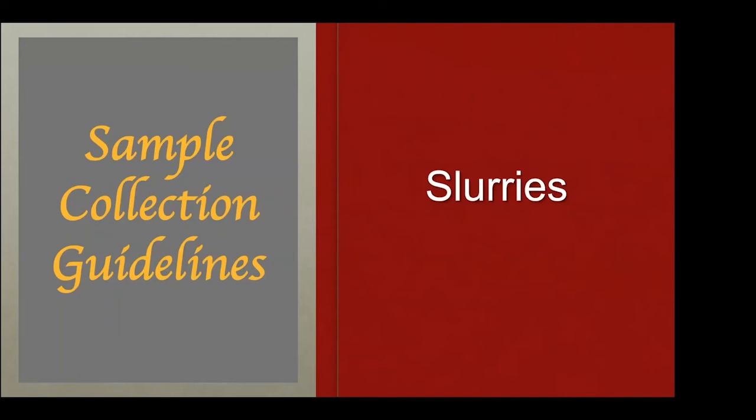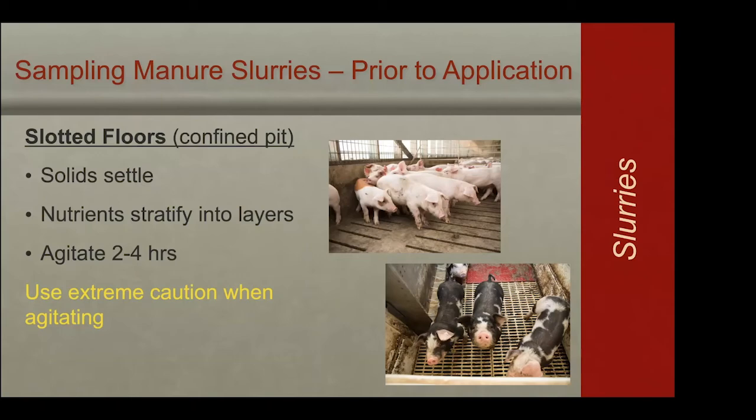Slurries. Now this is really, really common with our swine manure. The little bit heavier, thicker ones. The slurries, and so especially in the swine production, the solids still settle. They still stratify just like in a lagoon, and those nutrients also stratify. So it's really important that it's agitated if you want to, as you're applying it, to get a good sample.